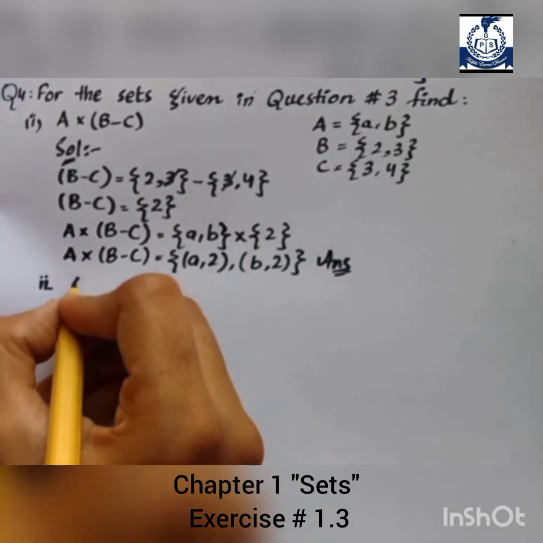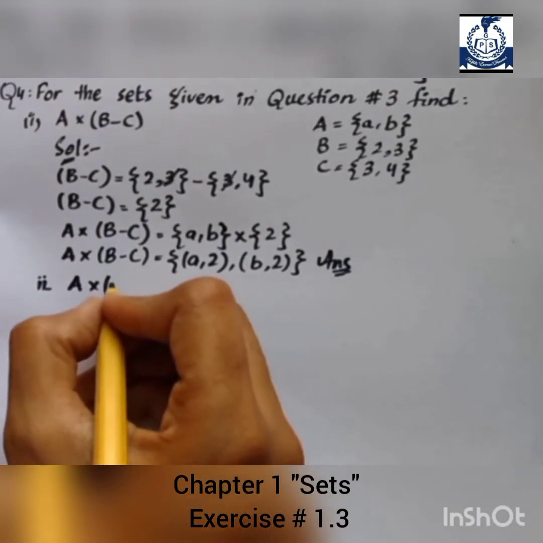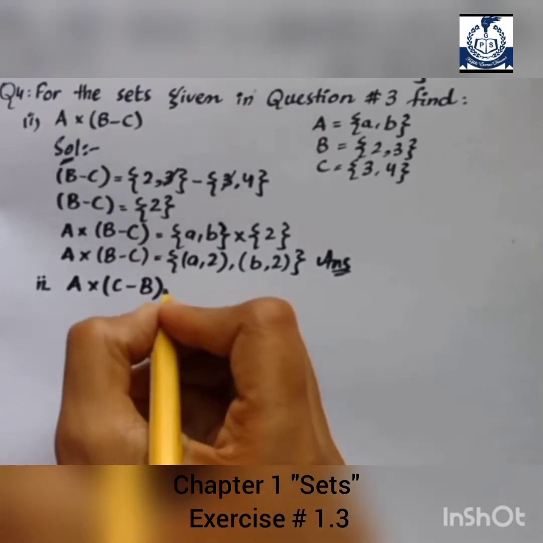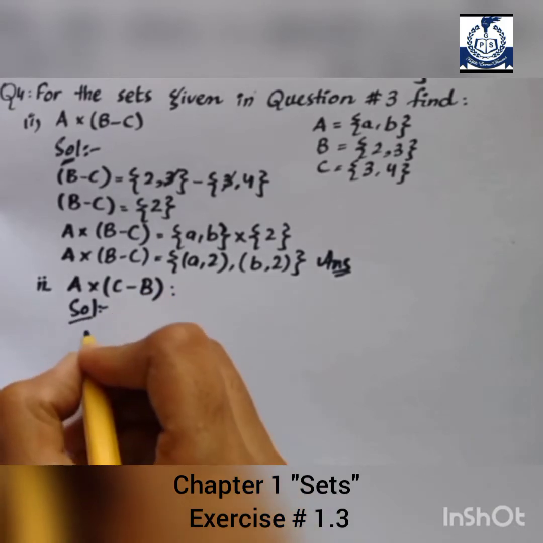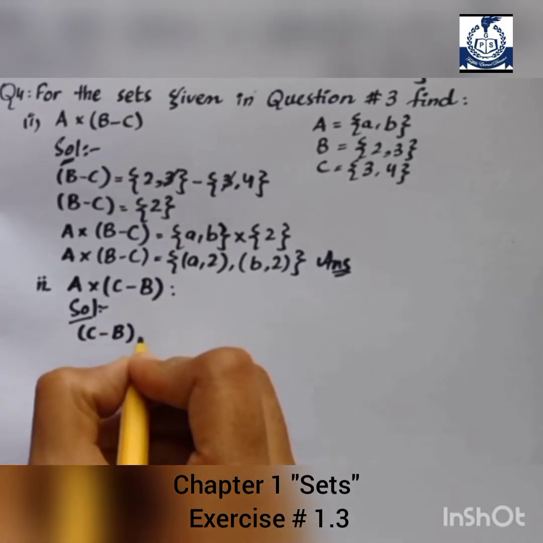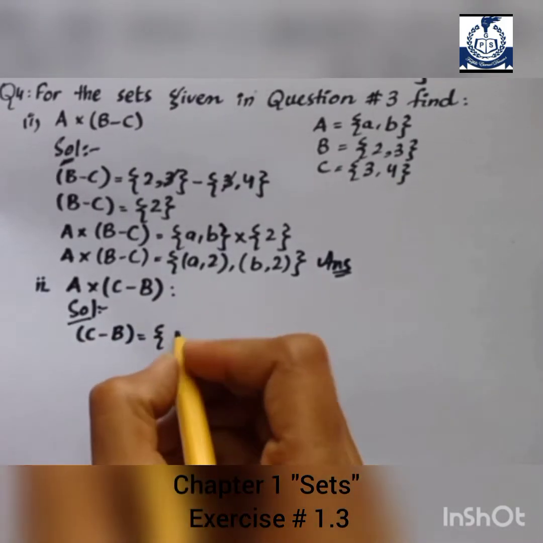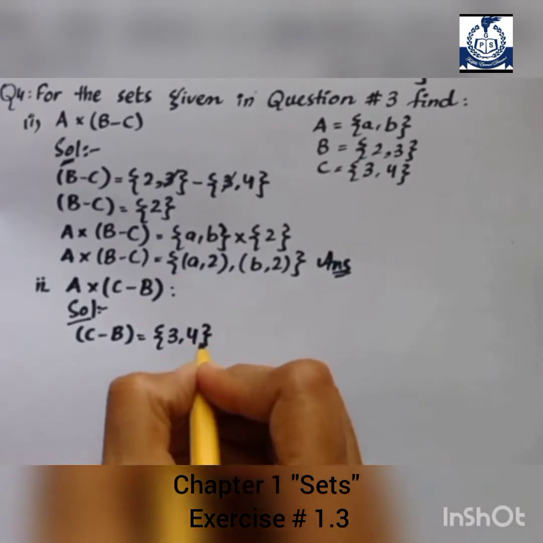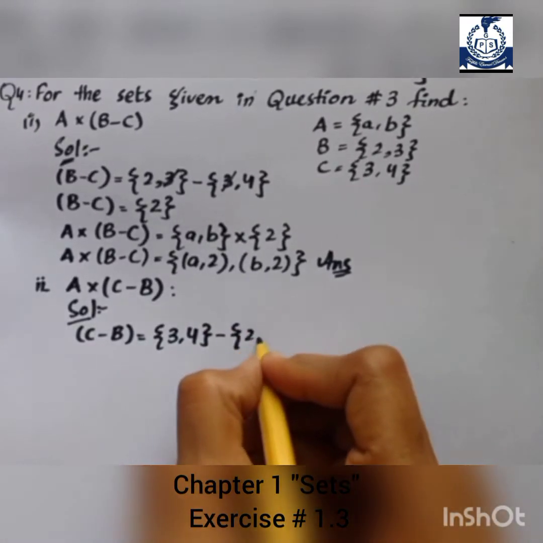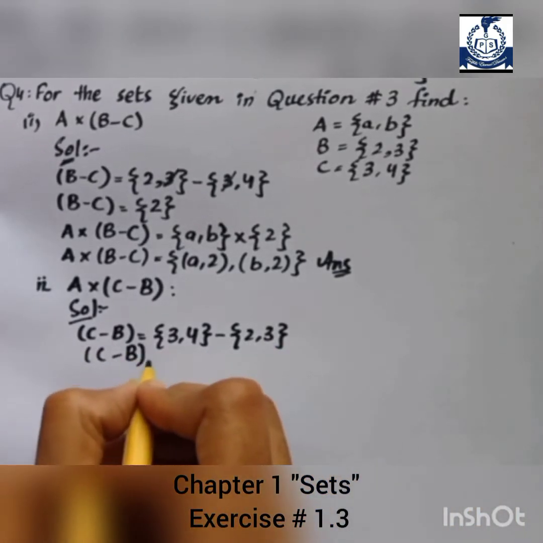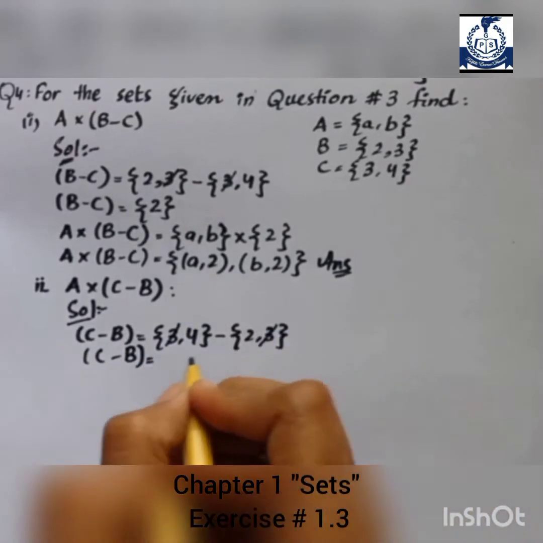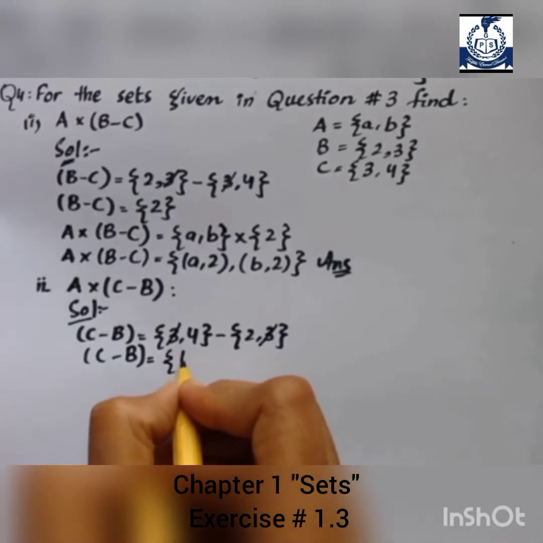Part number 2. A Cartesian product C minus B. So first we solve C minus B. In a place of C we write 3 comma 4 minus, in a place of B we write 2 comma 3. We cancel out the same element which is 3 and the remaining element is 4.